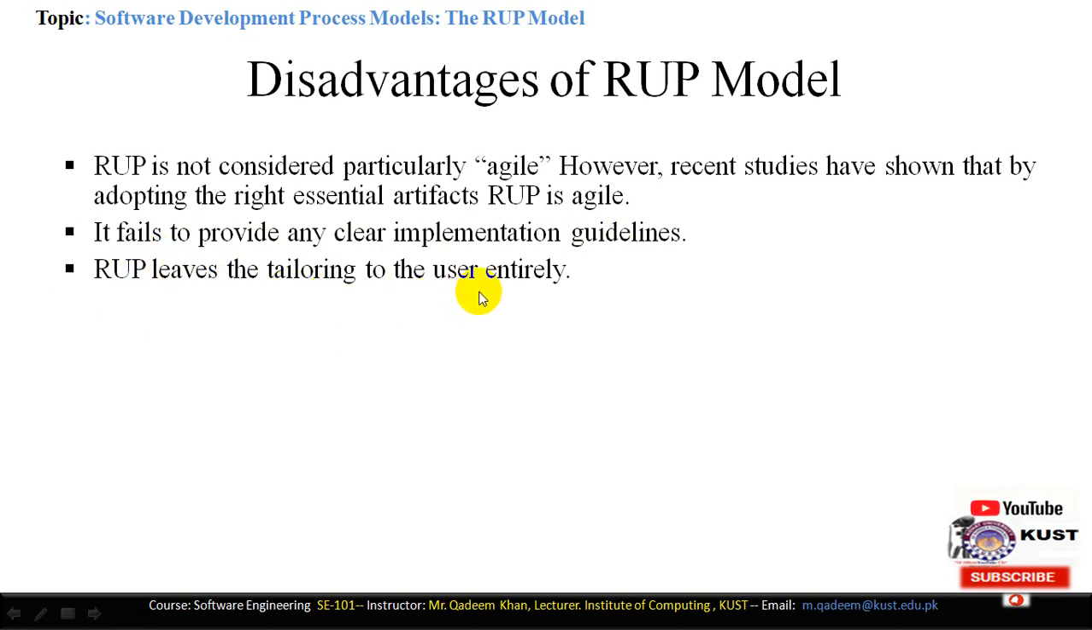RUP leaves the tailoring to the user entirely. Basically, the user is very much involved here, and RUP totally depends on the user because it takes strong feedback from the customers or from the user. So that's why the user is involved very much, and that's why it totally depends on the user. And sometimes an unskilled user gives us bad feedback, so the development will drift. So that's why it depends on the user entirely.